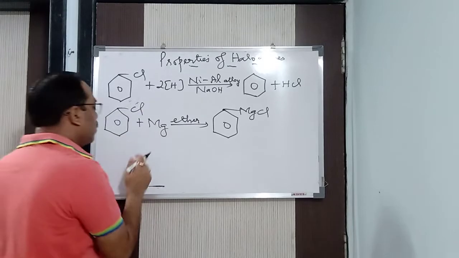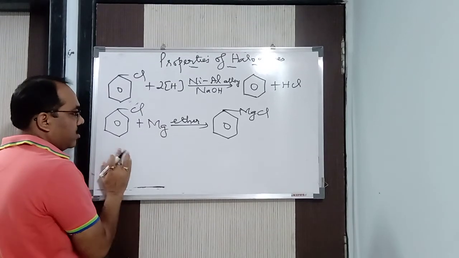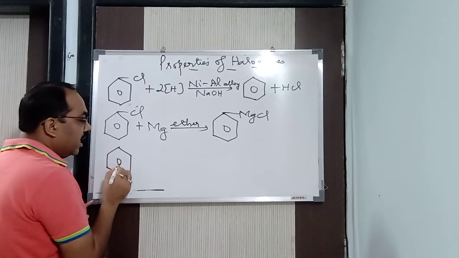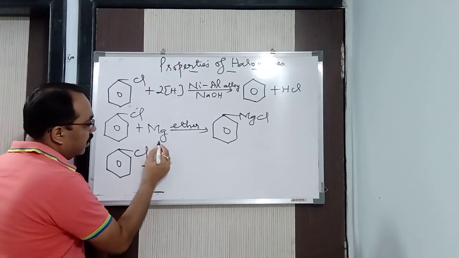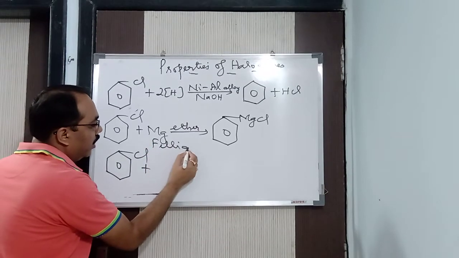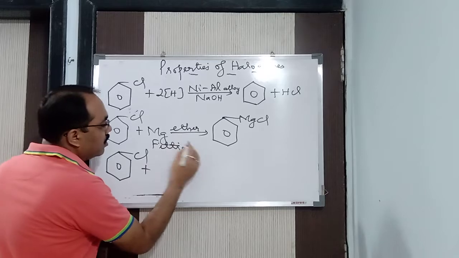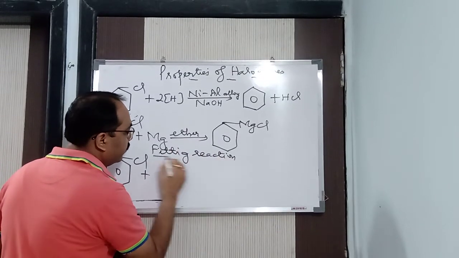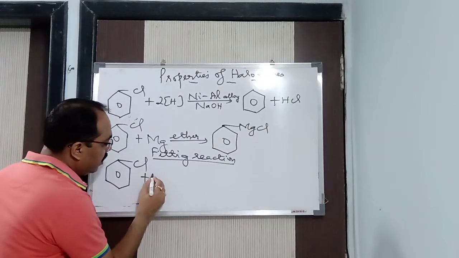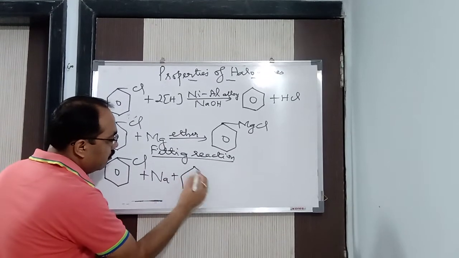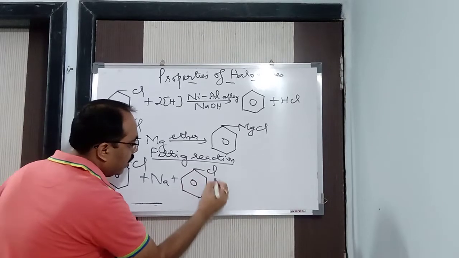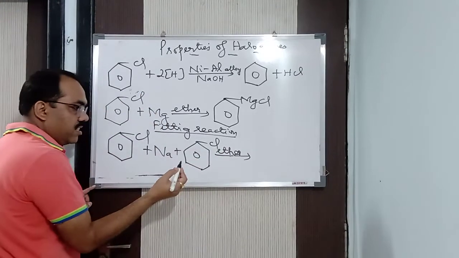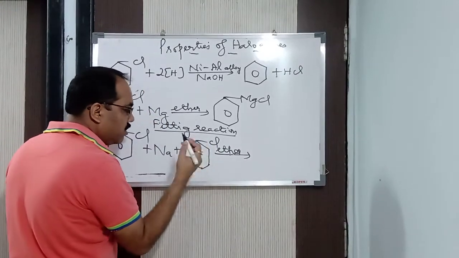Now next, here we will see some named reactions also. For example, the first one I am writing is the Fittig reaction. Let me write here: Fittig reaction. So here chlorobenzene plus sodium plus another chlorobenzene, in presence of the same thing, ether or THF. It acts as an inert solvent; it just provides a medium.